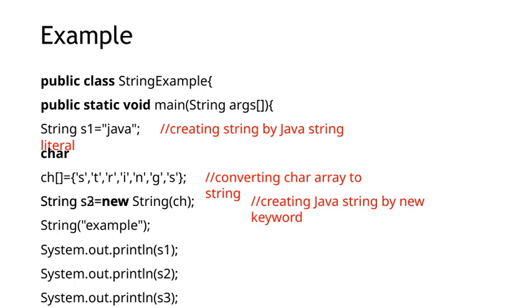The key takeaway here is understanding the different ways to create strings in Java, using literals, character arrays, and the new keyword, and how each method can be useful depending on the context. This ties into the overall theme of understanding string manipulation and object creation in Java.